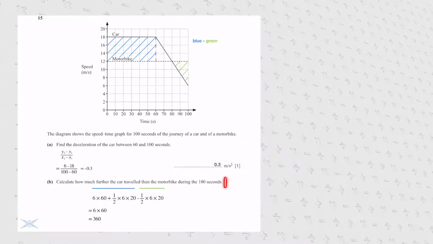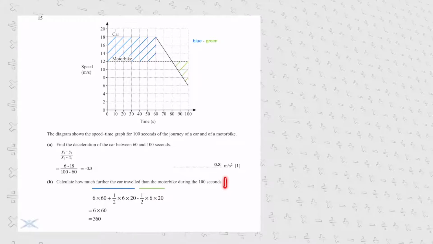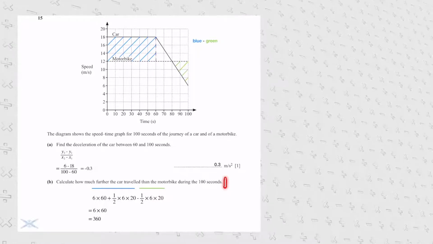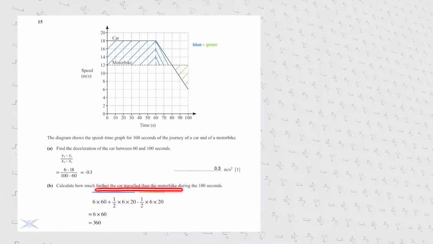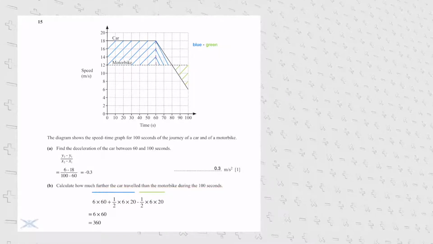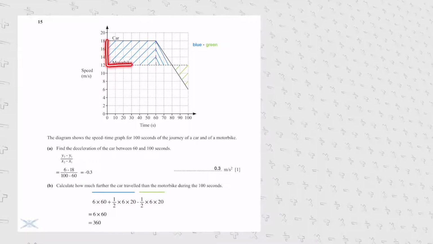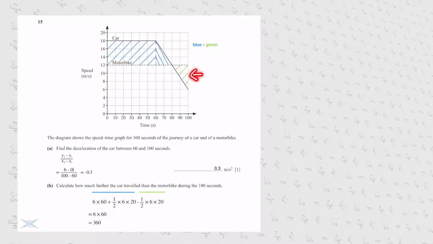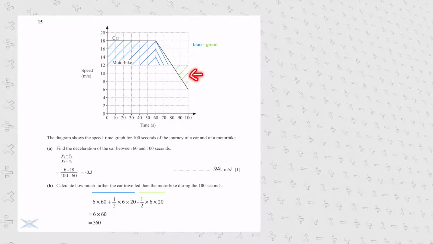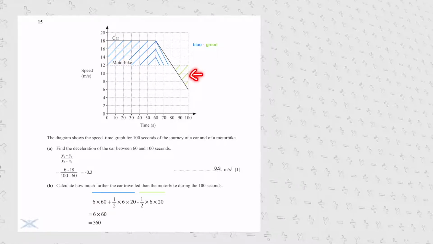In exercise B, we should calculate how much further the car traveled than the motorbike during the 100 seconds. Now, in order to calculate that, we need to first calculate the area of this rectangle, which is represented by this expression 6 multiplied by 60. Then we consider that time period within those 100 seconds where the motorbike went further than the car.